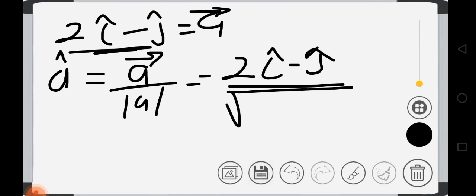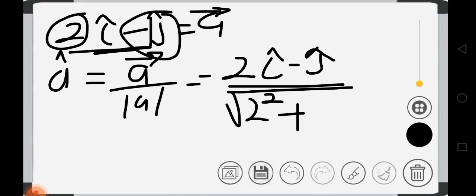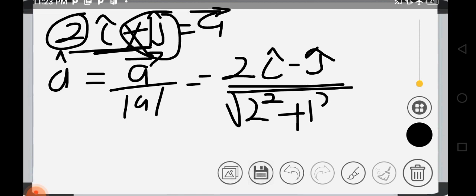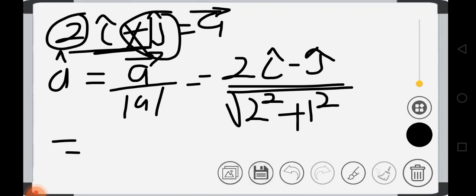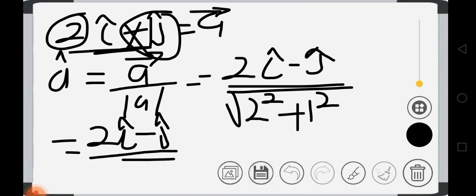What is the magnitude of this vector? Pick this one, you square it. Then plus, what about this one? We have 1 here. That is minus 1j. I told you don't use minus in the resultant. Just pick the 1, you square it. So that will give us 2i minus j over the square root of 2 squared is 4, 1 squared is 1, that is 5. This is the unit vector acting in the direction of that vector. So please take note of that.